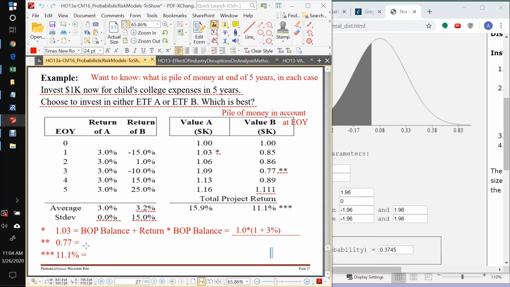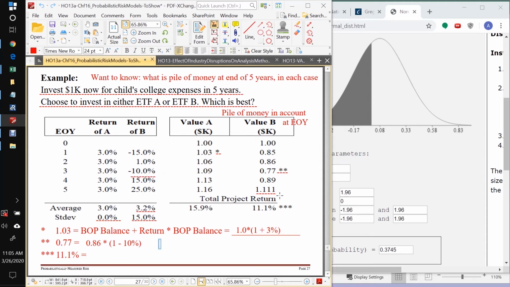And the same thing with our 0.77. How did we get to that? Well, in that case, our beginning of period balance was 0.86 times 1 minus, and what was our return there? 10%. You see, here's the return for that year, my 10% over here.